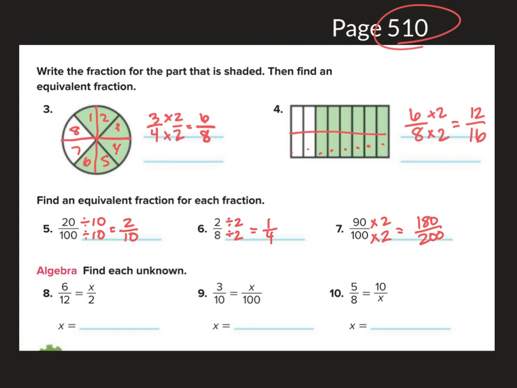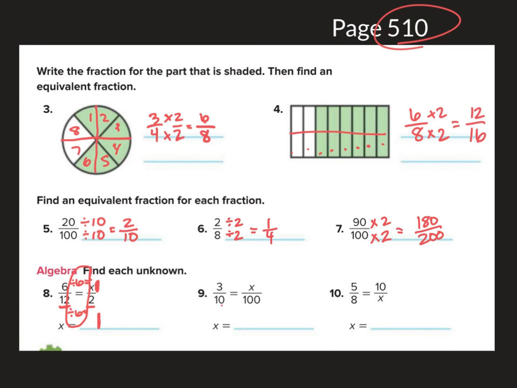Okay, let's look at this algebra problem here. So I see I went from a 12 to a 2. What happened? I divided by 6. 12 divided by 6 is 2. So I need to divide 6 by 6. The same thing, look. Divide by 6, divide by 6. 6 divided by 6 is 1. So x is equal to 1.